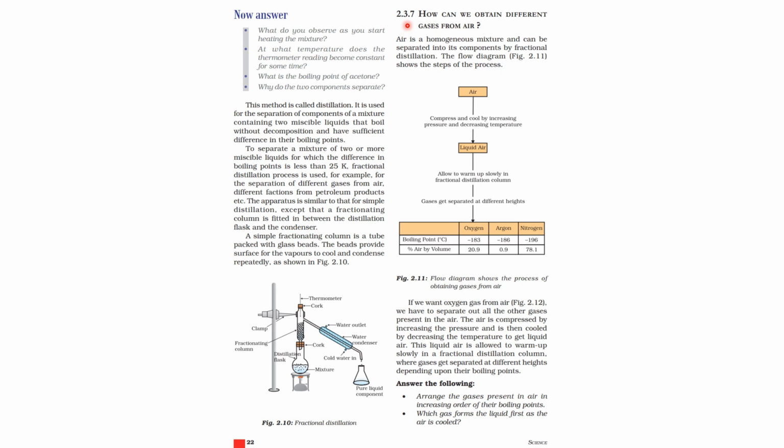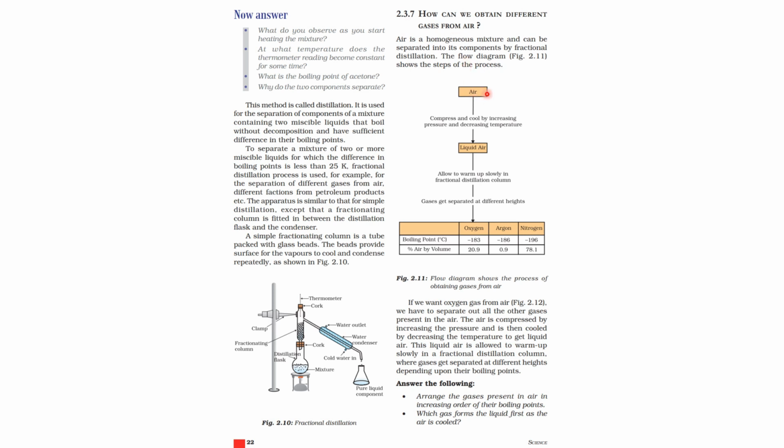Air is a homogeneous mixture and can be separated into its components by fractional distillation. As you have learned, air is a mixture of gases and has different boiling points. And air is in a gaseous form, so it needs to be liquefied. As you have learned in chapter 1, to change matter from one state to another, we have to change either temperature or pressure or change both. So here, gaseous state to liquid state. So here what we have to do, we have to decrease the temperature and increase the pressure.